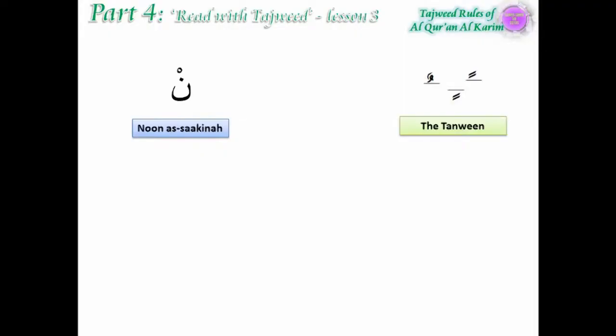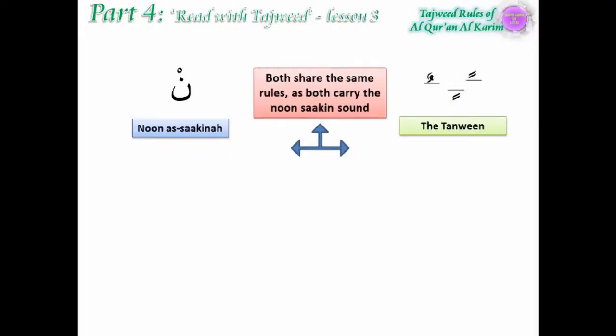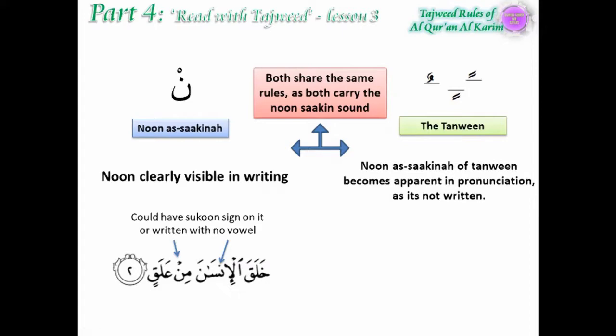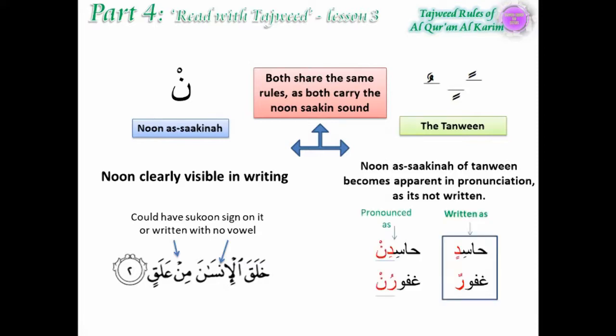Let's remind ourselves why noon as-sakina and tanween share the same rules. Both share the same rules as both carry the noon sakin sound. The noon sakin is clearly visible in writing. You could have a sukoon sign on it or written with no vowel, as you can see. And this is in the Uthmani script. The tanween, however, is a noon as-sakina, and it becomes apparent in pronunciation as it's not written.